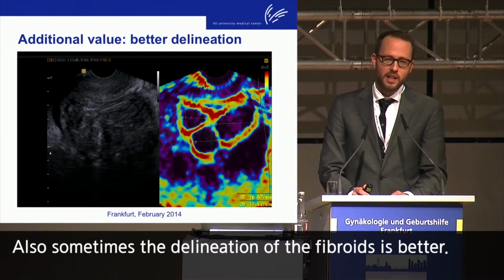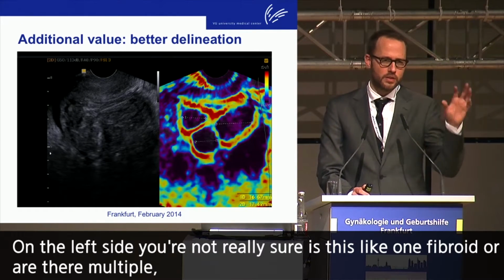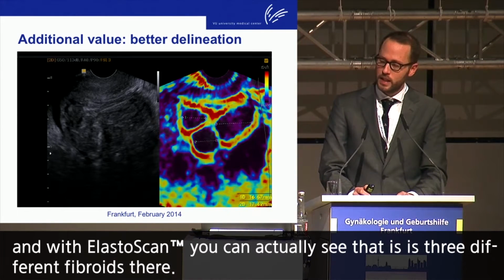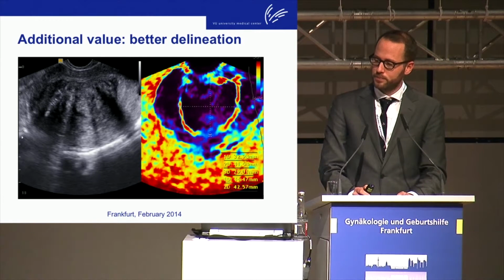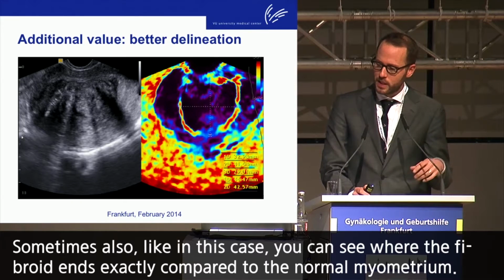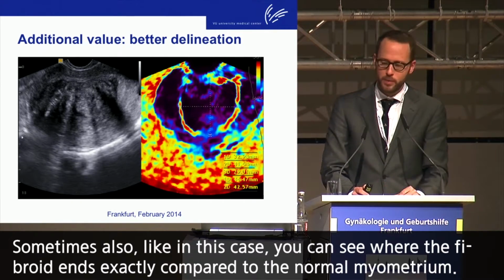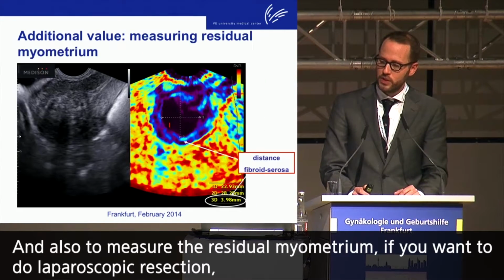Also, sometimes the delineation of the fibroids is better. On the left side, you're not really sure, is this one fibroid or are there multiple? And with elastoscan, you can actually see that it's 3 different fibroids there. Sometimes also, like in this case, you can see where the fibroid ends exactly compared to the normal myometrium. And also to measure the residual myometrium.